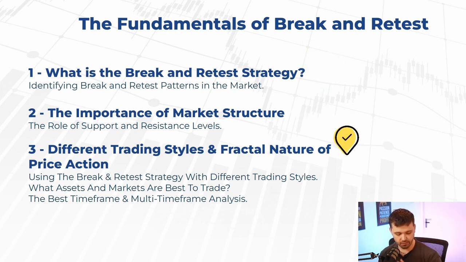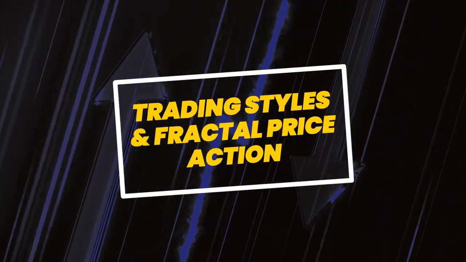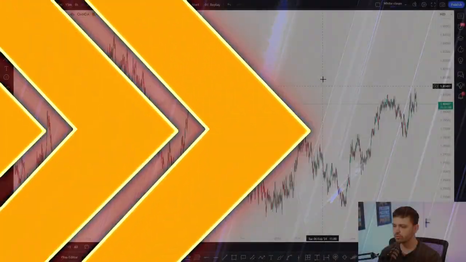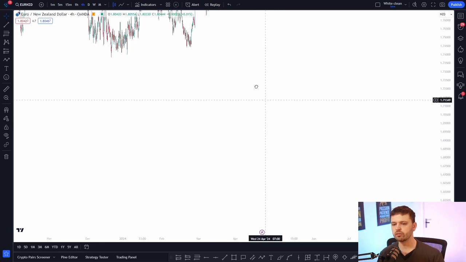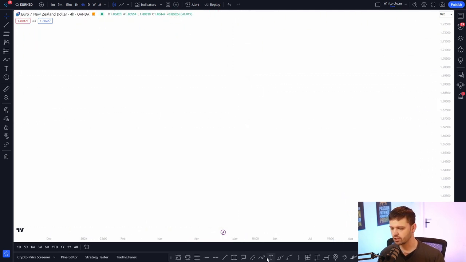And I'm going to begin by walking through the different types of trading styles, and we're going to begin with trend trading. Okay, so back in TradingView here, I'm going to remove these. It's a very specific way of trading the break and retest, and I'm going to show you. So we're going to be looking at an uptrend right here.